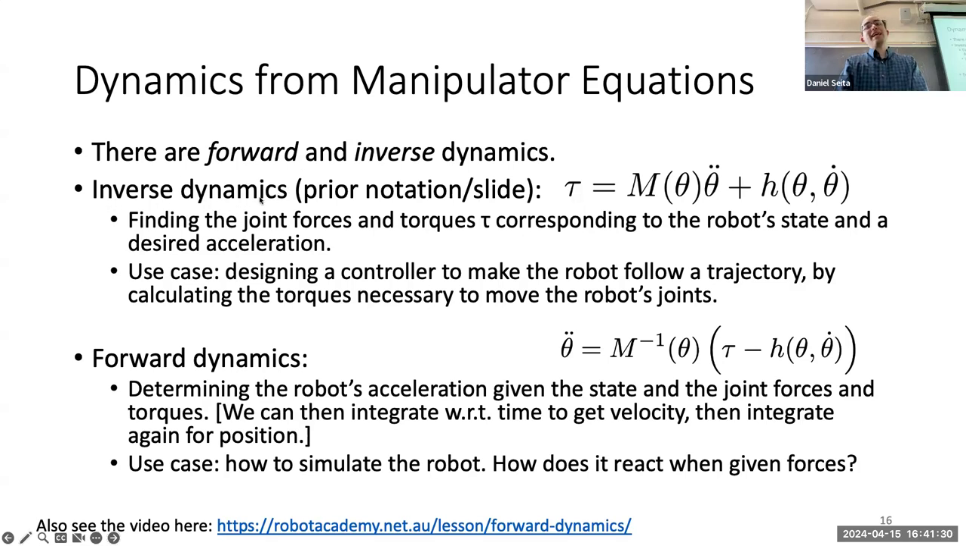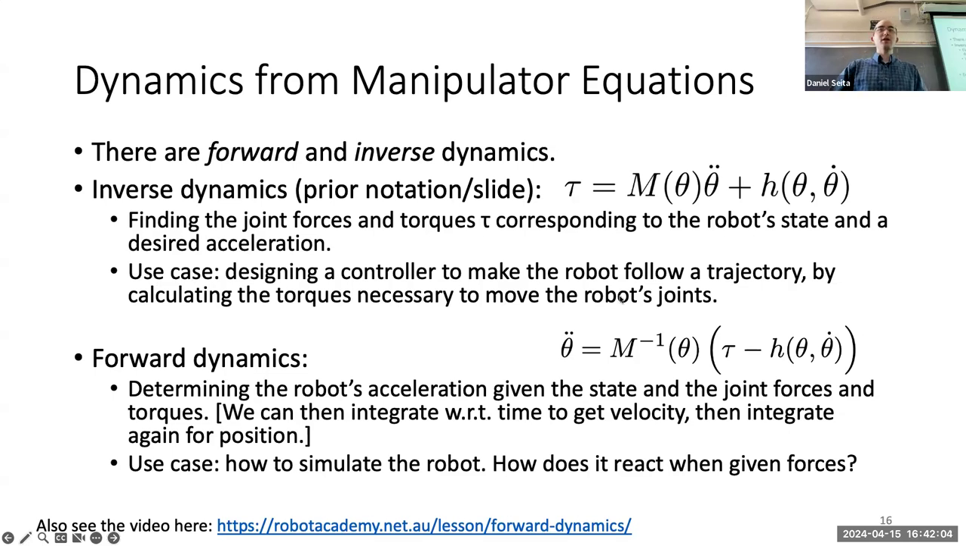So we have inverse dynamics, which would be this equation. You can think of this as finding the joint forces and torque that correspond to a robot state and a desired acceleration. The robot state is going to be theta plus theta dot plus theta double dot. And then you do this computation, you find the tau.